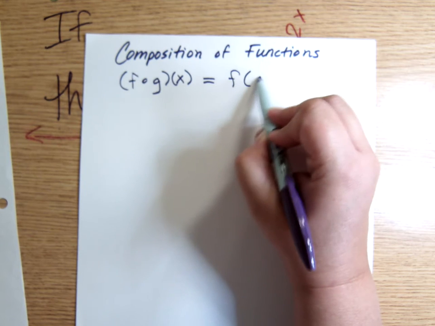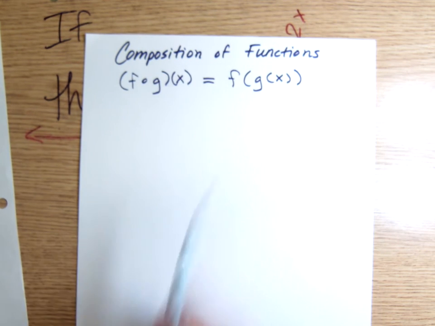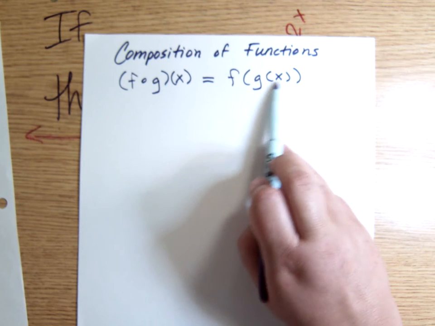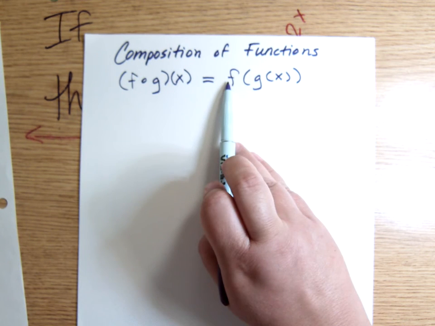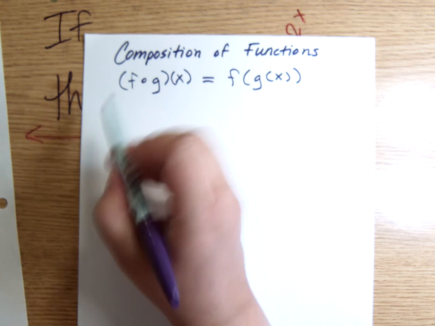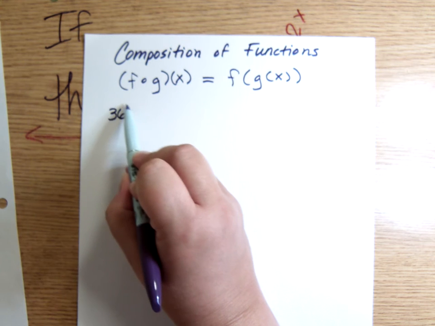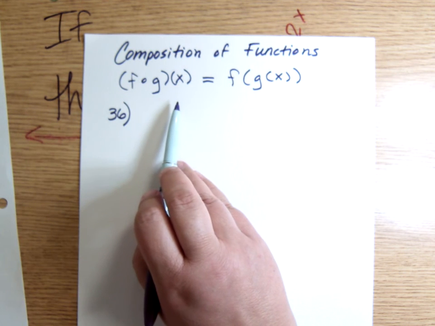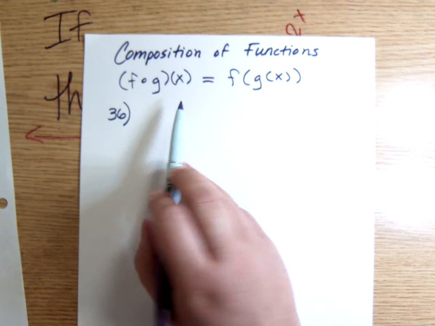means this, which basically means that whatever g of x is equal to, that's getting plugged in as your x into the f function, the one outside. So let's look at number 36, for instance. Number 36, which you are doing for your homework, says find f of g. It also says find g of f, and if possible, f of g of 0.